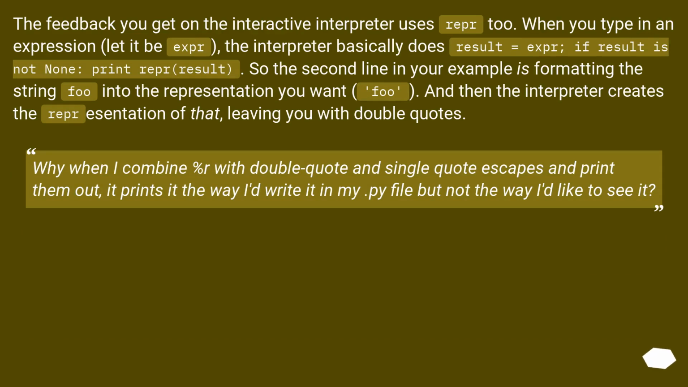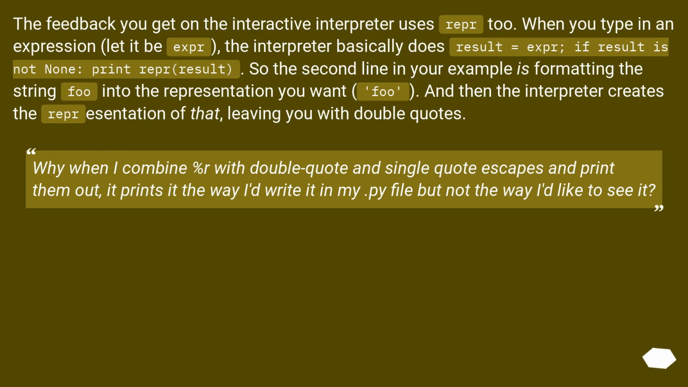The feedback you get on the interactive interpreter uses repr too. When you type in an expression, let it be expr, the interpreter basically does result equals expr. If result is not None, it prints repr of result. So the second line in your example is formatting the string foo into the representation you want, and then the interpreter creates the representation of that, leaving you with double quotes.